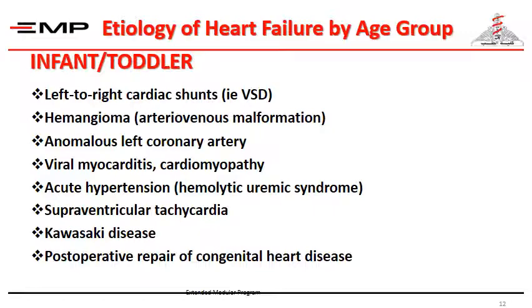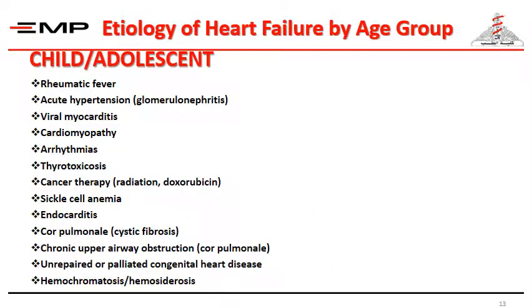Acute hypertension like in hemolytic uremic syndrome, supraventricular tachycardia, Kawasaki, and post-operative repair of congenital heart disease. As regards etiology of heart failure in children and adolescents, rheumatic fever comes at the top of the list because it is common in areas endemic in rheumatic fever. Acute hypertension like glomerulonephritis, if you remember, in the toddlers we said it was hemolytic uremic syndrome, the most common cause. Here it is glomerulonephritis, and you're going to learn that in the renal lectures.